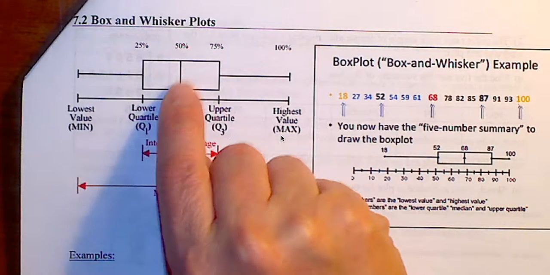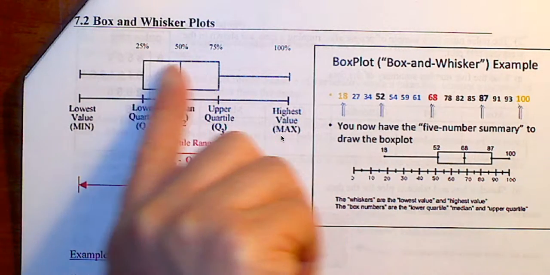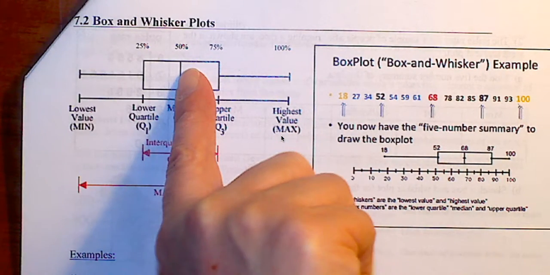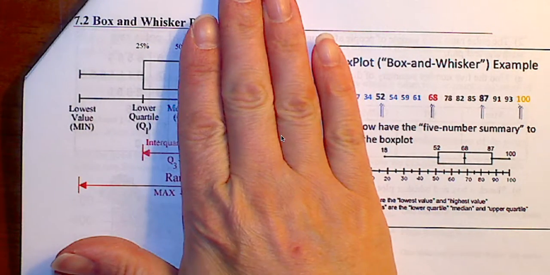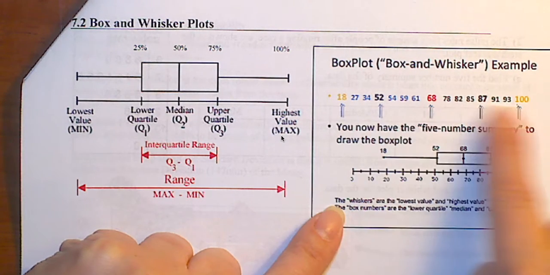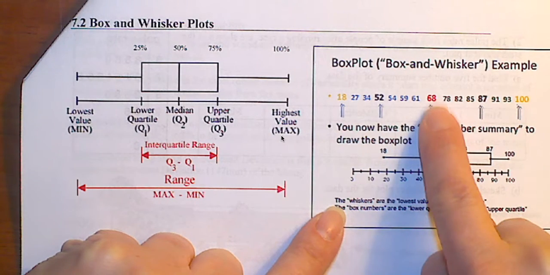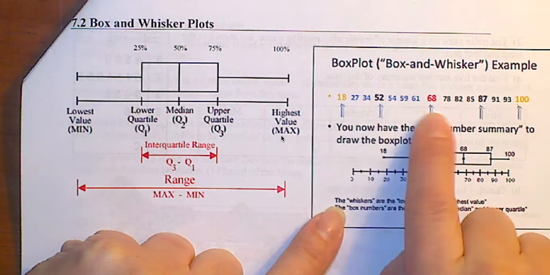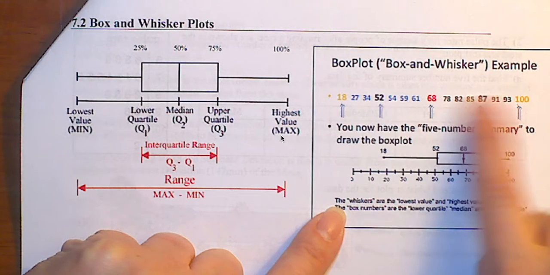So this marks that 50% of the data falls below it and 50% of the data falls above it. Okay, so that's the median. Now, let's look at this. If we look at this set of data points here, 68 is the median. It's the middle value. Okay, 1, 2, 3, 4, 5, 6, 7. There are 7 below it and 7 above it.